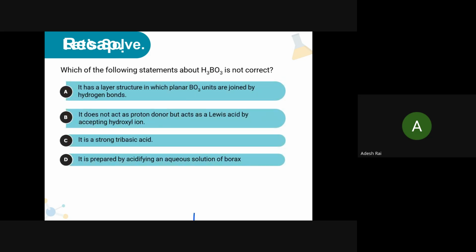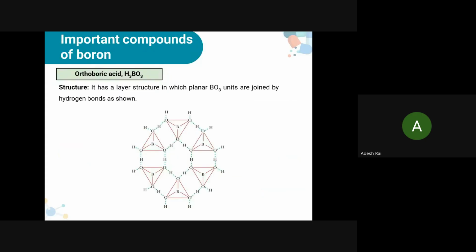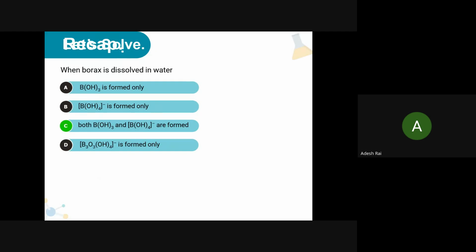Which of the following statements about H3BO3 is not correct? It has a layered structure in which planar BO3 units are joined by hydrogen bond. Is this statement correct? Yes, because I told you all the boron atoms are sp2. Therefore, the structure is planar, and all of them have a layered structure because hydrogen bonding is going on. Just read this line: it has a layered structure in which planar BO3 units are joined by hydrogen bond as shown. So the first statement is correct.